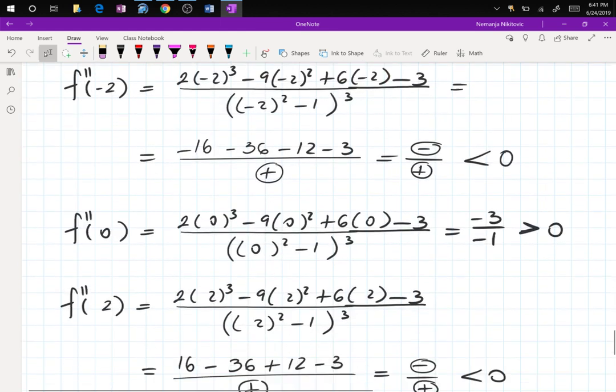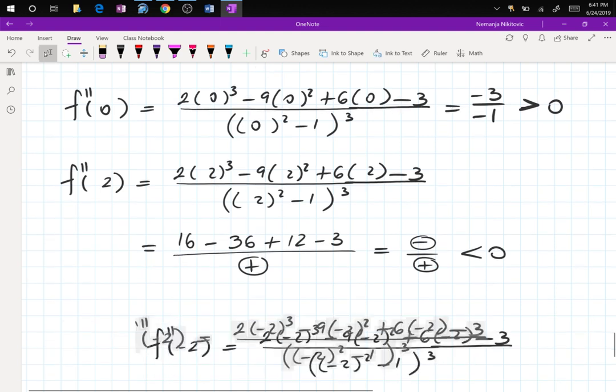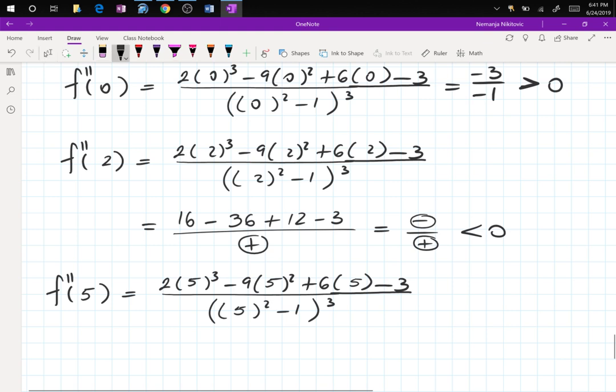And now we plug in the same with 5. Replace all the negative 2's in this case with the positive 5. The bottom is positive. It's 24 cubed, that's positive. 125 times 2 is 250. Minus 9 times 25.